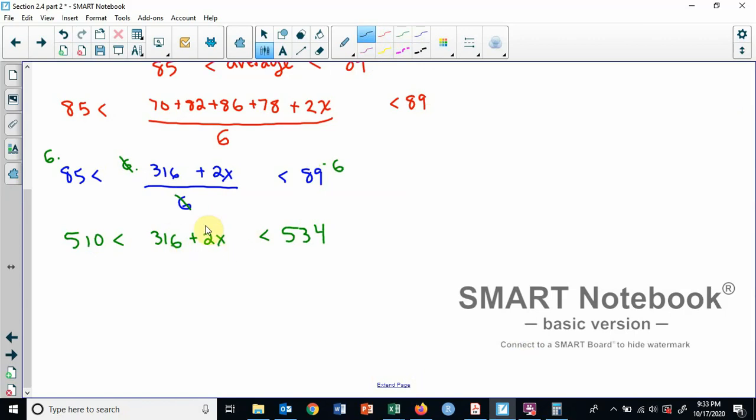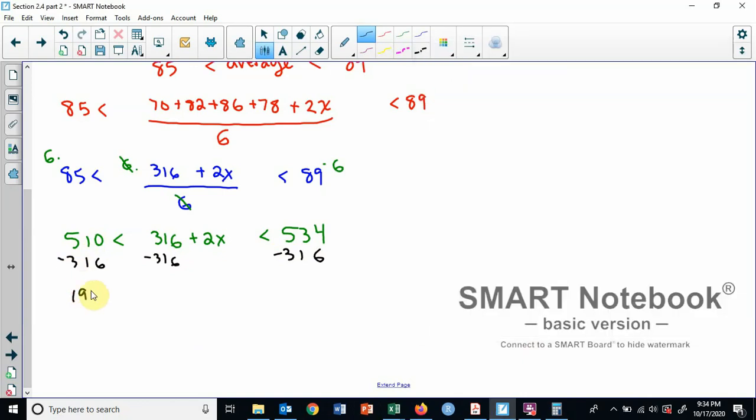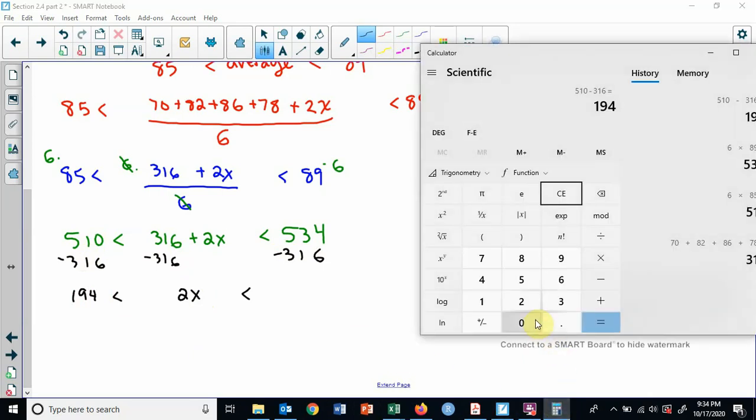Now I just need to solve for x. I can subtract 316 from all 3 sides. And let's see. 510 minus 316. So 510 minus 316 is 194. Less than 2x is less than. And let's see. Come back, calculator.